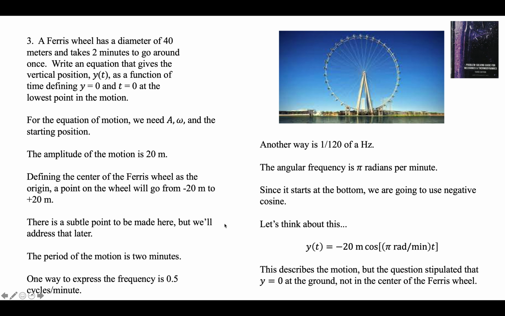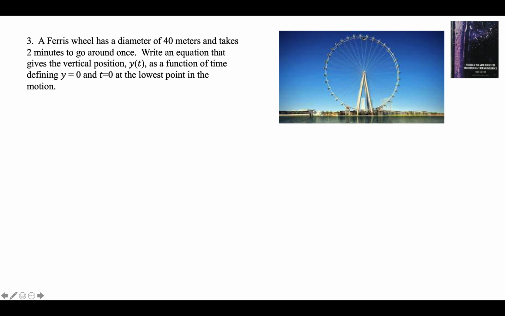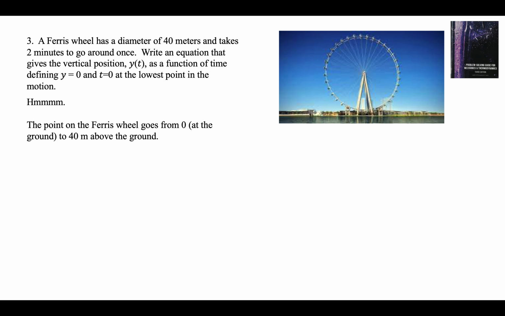The problem is, the question said y equals 0 at the ground. We don't want y to be minus 20 meters. We want y to go from 0 to 40 meters, the height above the ground. How are we going to do this? We have an equation that goes from minus 20 to plus 20, and we want to go from 0 to 40.